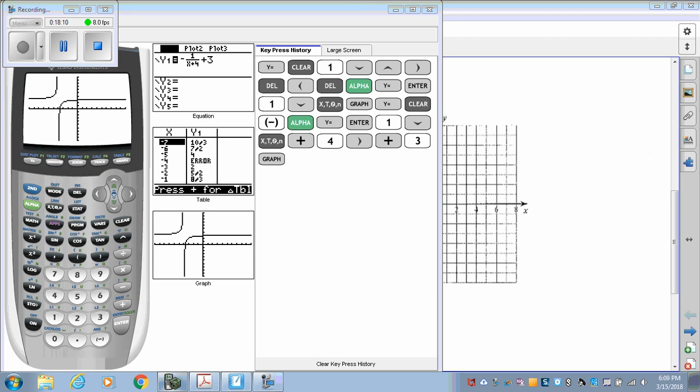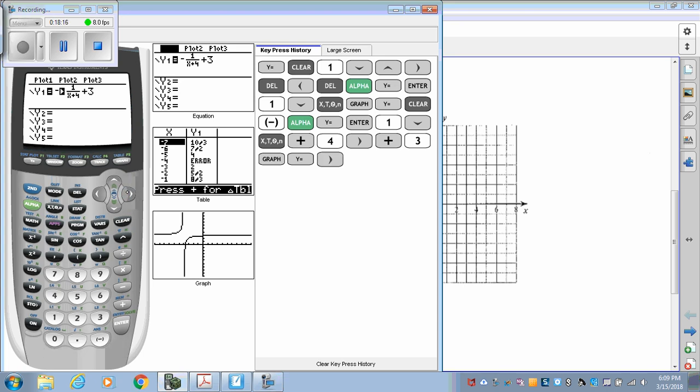So let me go y equals. This is also negative, but now my numerator is 3, so I'm thinking that'll be a bit of a stretch. And then my horizontal transformation is negative 1, so I'm thinking it's going to go to the right. There is no vertical shift, so I'm going to delete that. My horizontal asymptote is still at 0.